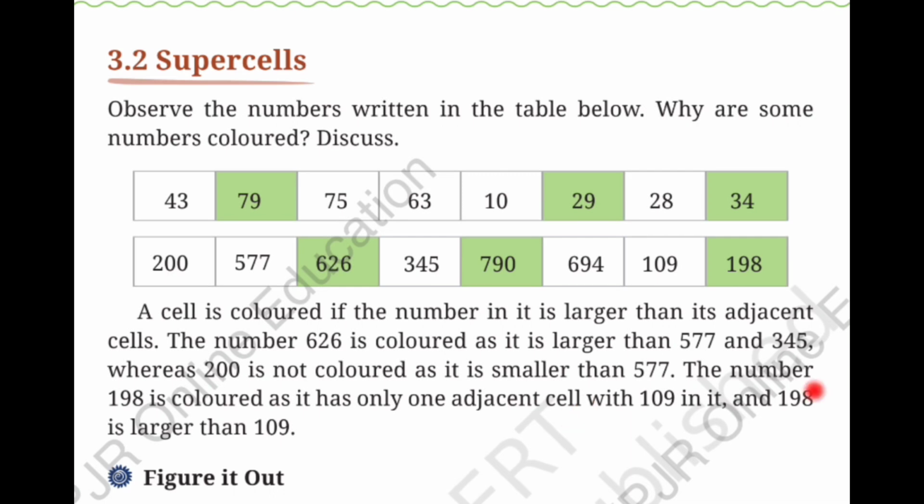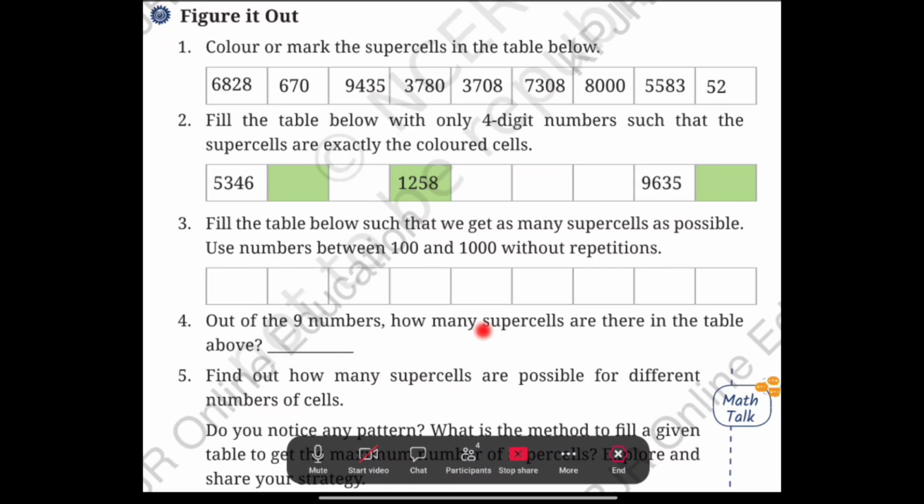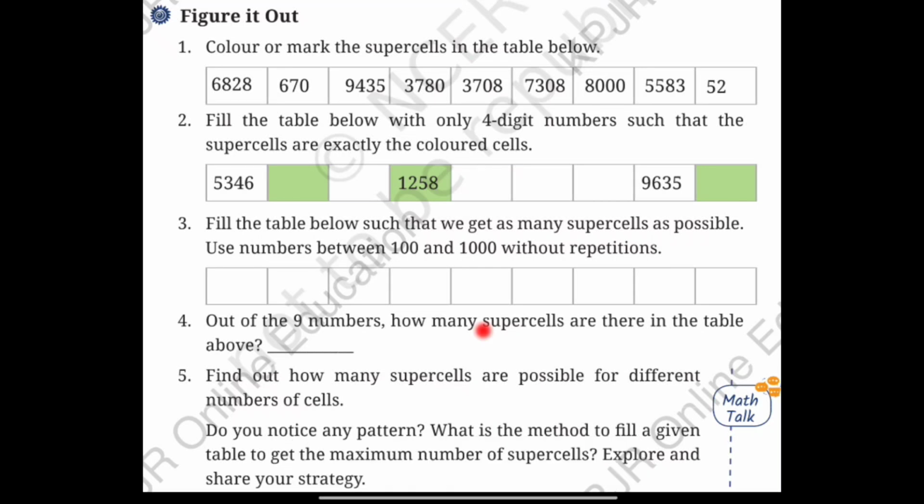The number 198 is colored as it has only one adjacent cell. Because 198 is colored, to the left of that, the one number is less than this number. So 107 is less than 198. Same like that 34. For all the colored numbers, I have given you the example. Whatever I have said, you have to write it in your notebook. Understood, ma? Color or mark the supercells in the table given below, they are saying.